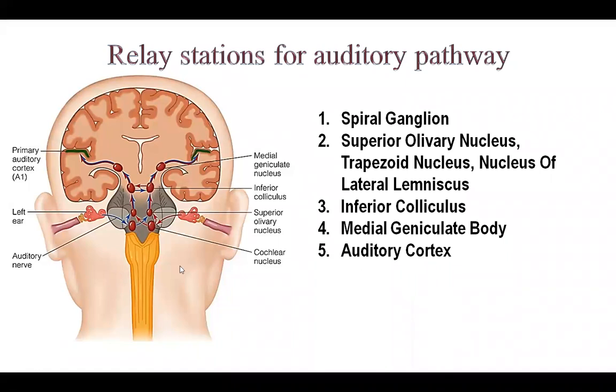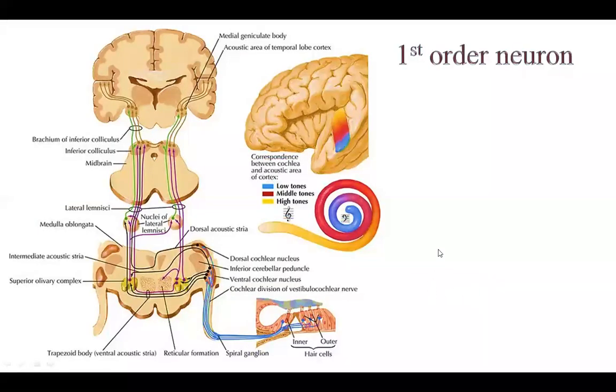Now the auditory pathway is different from the rest of the sensory pathways because it has more relay stations, so of course it has more orders of neurons. Means in the spinothalamic pathway we have 3 orders of neuron, whereas in the auditory pathway we have 5 orders of neuron. So coming to the first order neuron.